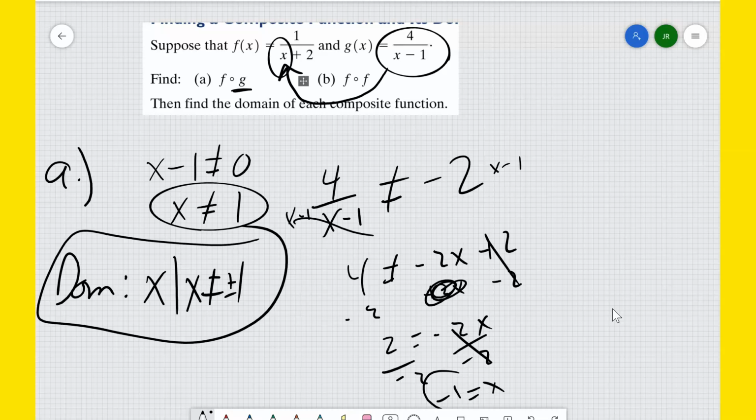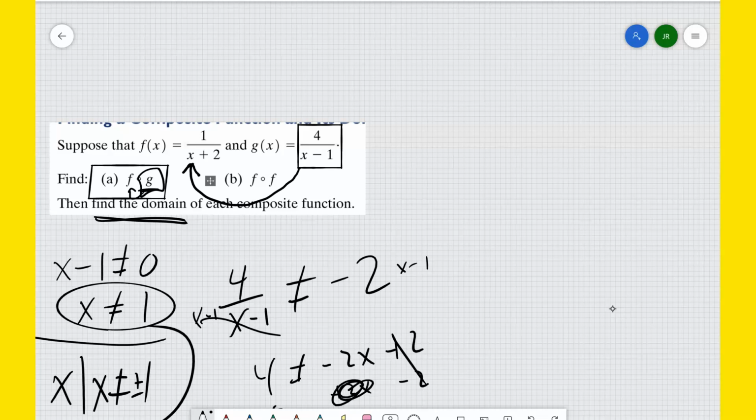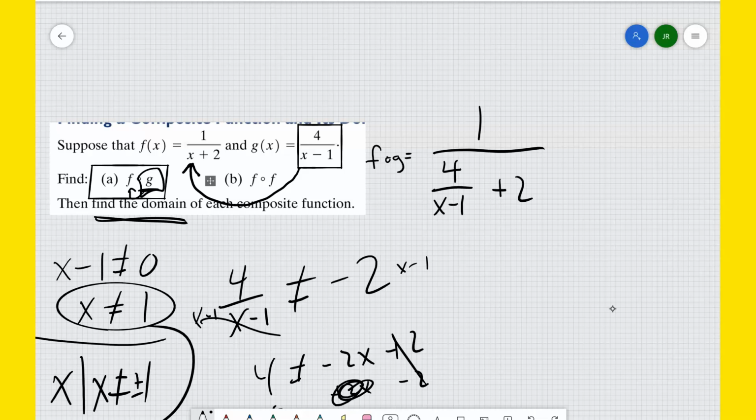But what it wanted us to do was not only find the domain, but actually find f of g. So to find f of g, I am going to kind of do what I drew before. I am going to take the whole g function and plug it into the f function, which means I'm taking all of that and I'm plugging it in to there. All right, so that's going to be 1 over, this is f of g, 1 over, and the x gets replaced with the 4 over x minus 1, so plus 2.